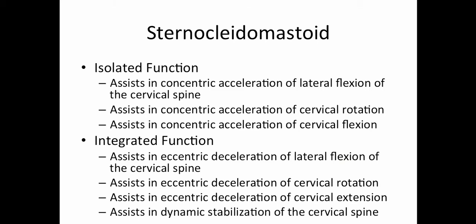The isolated functions of the sternocleidomastoid are that it assists in a concentric contraction or acceleration of lateral flexion of the cervical spine. It also assists in acceleration of cervical rotation and cervical flexion. Its integrated functions include assisting in eccentric deceleration of lateral flexion, cervical rotation, and cervical extension. The sternocleidomastoid is also a dynamic stabilizer of the cervical spine.